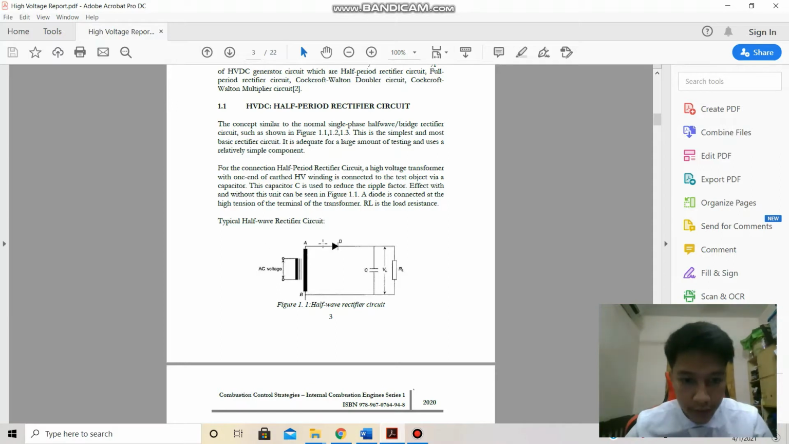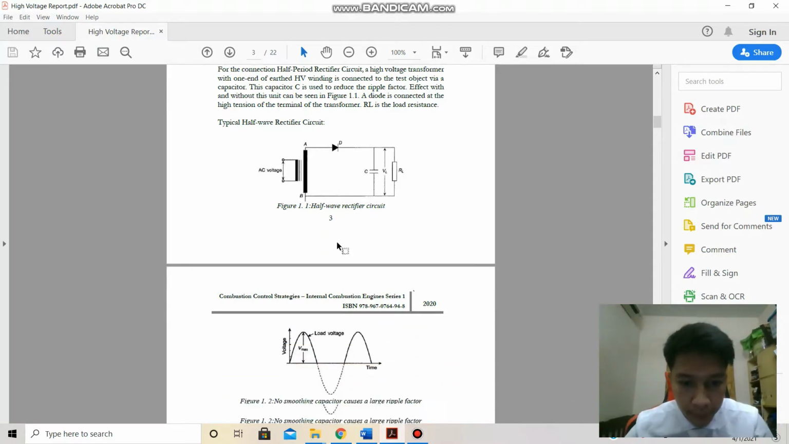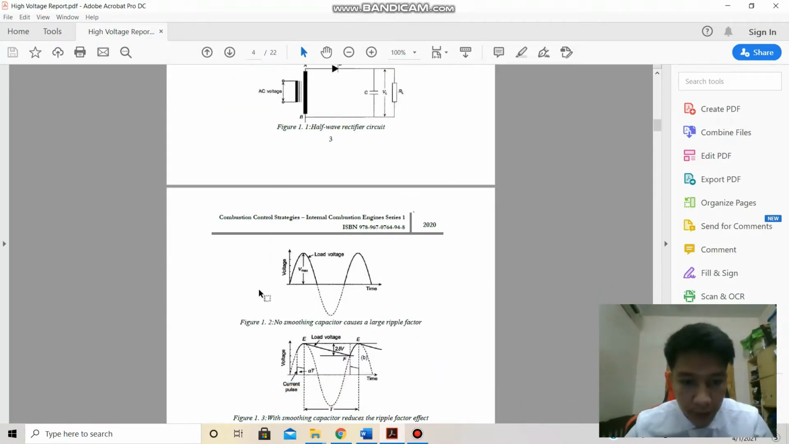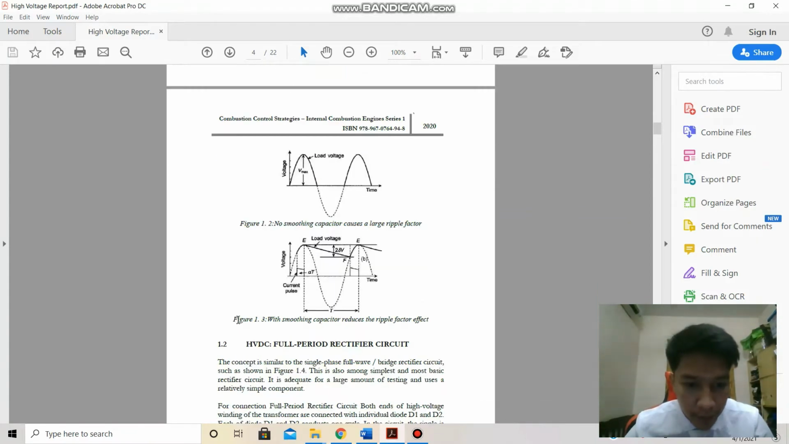Okay, this is one type. With no smoothing capacitor, there is a large ripple factor. And the second, with a smoothing capacitor, reduces the ripple factor. You can see they have a capacitor. The effect is to reduce the ripple factor.